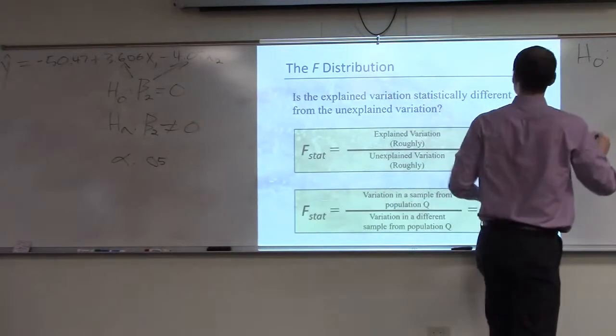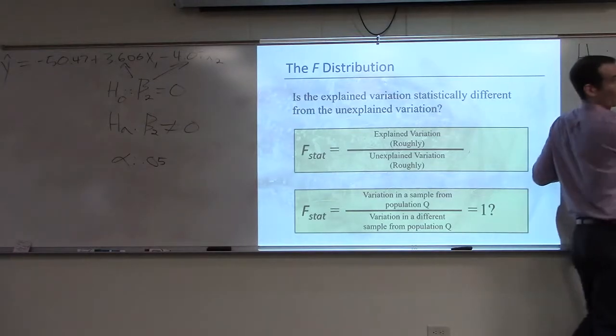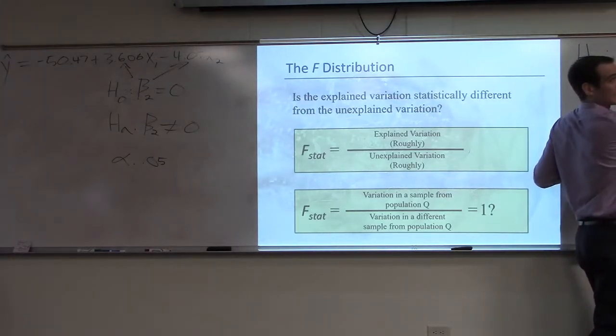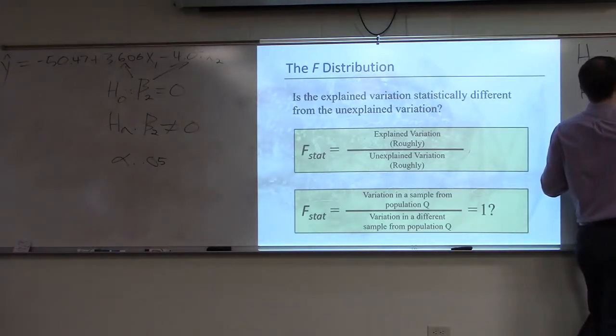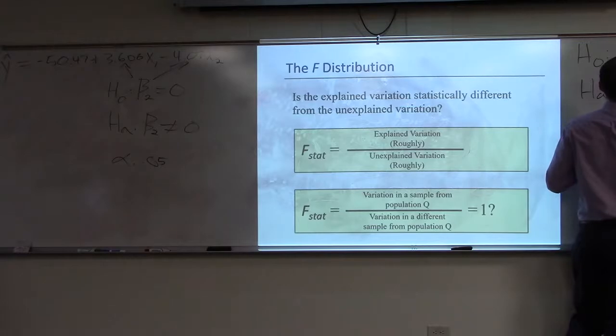I don't care that you did 2 variables. Alternatively, one of the slope coefficients is not equal to 0. One of the b's is not 0.